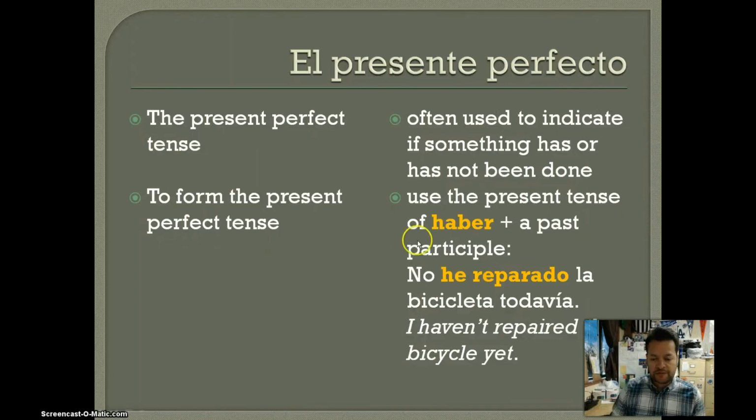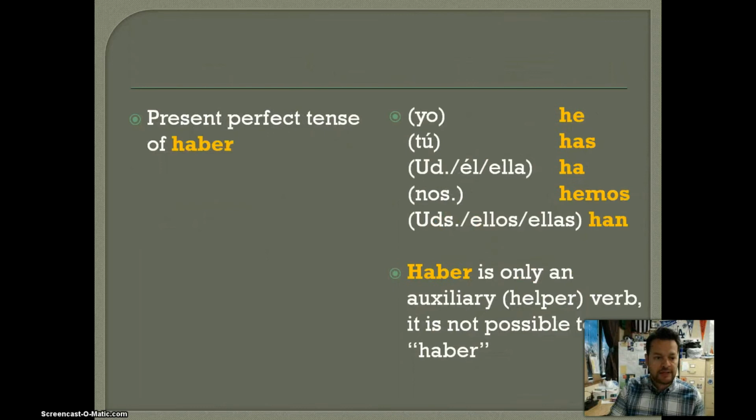Take a look at this first example. No he reparado la bicicleta todavía. I haven't repaired the bicycle yet. Todavía means yet in Spanish. He is the present tense of haber, plus reparado, which is your past participle, which usually represents an action that's been completed. Those are the two ingredients you need to form the present perfect tense.